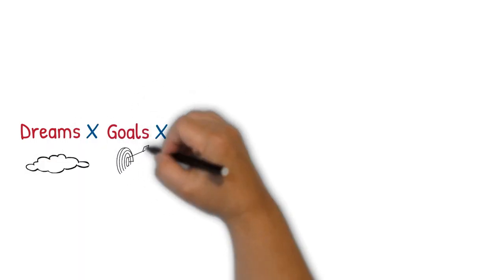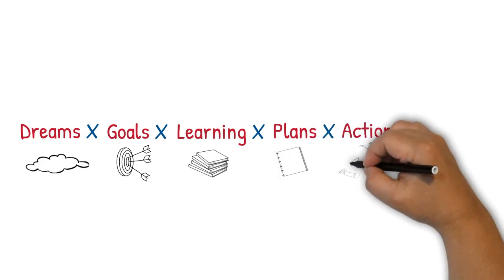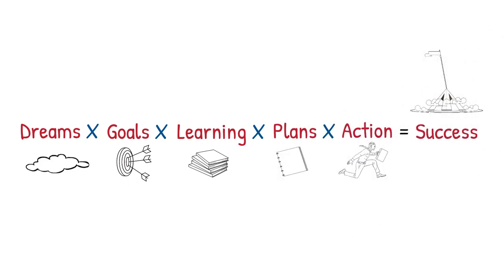So the formula looks like this: dreams times goals times learning times plans times actions equals success. So it's a five-part formula: dream, goal, learn, plan, act. And that's what brings success for you in your life. Now, how does that actually work?